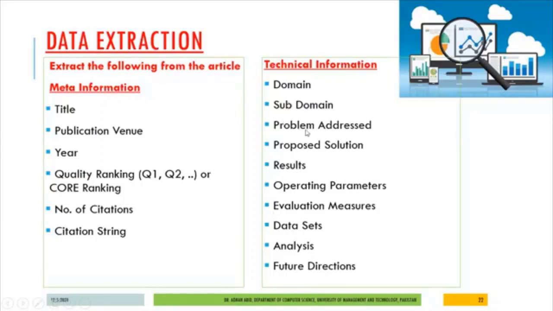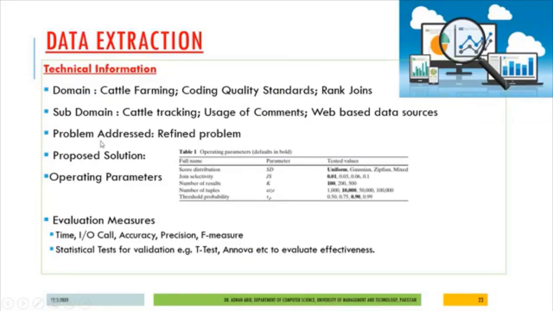and the types of solutions which are being proposed for different subdomains. So they help us in defining the way forward for the researchers after compiling the study. This is an example of what technical perspectives we might look forward to. So the domain could be cattle farming and the subdomain could be cattle tracking.